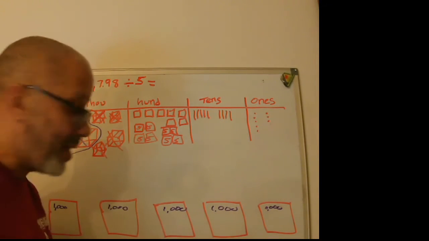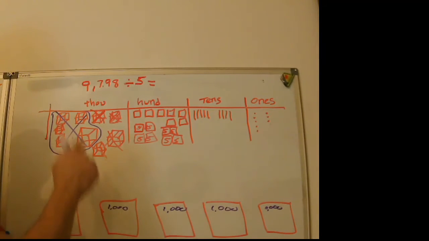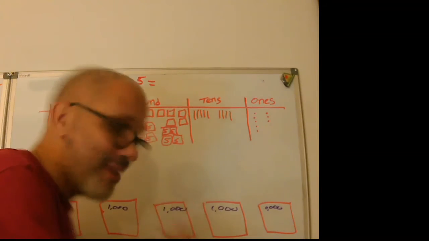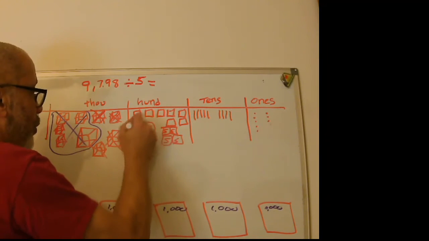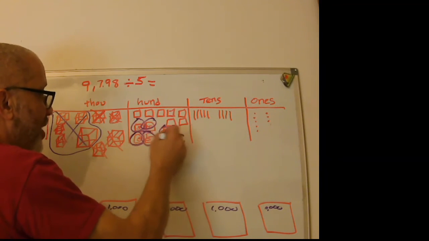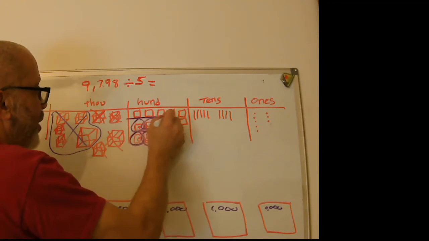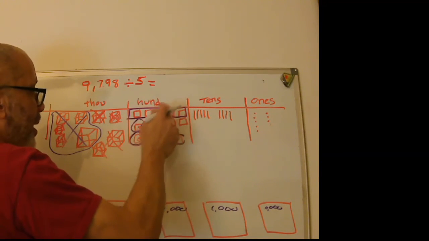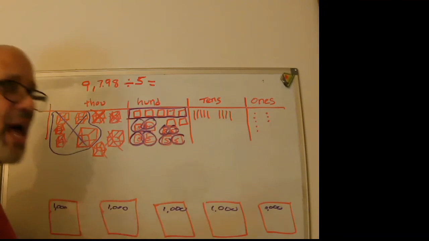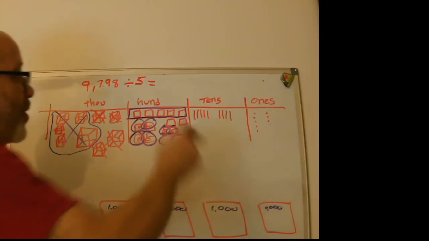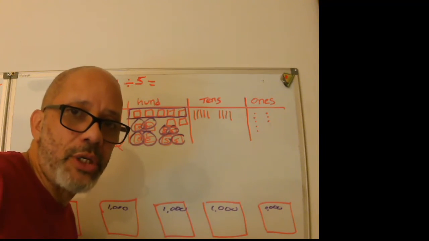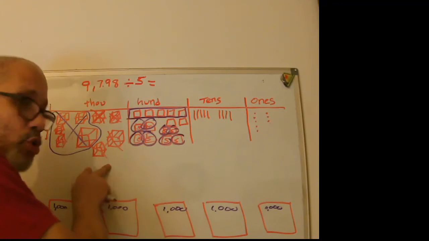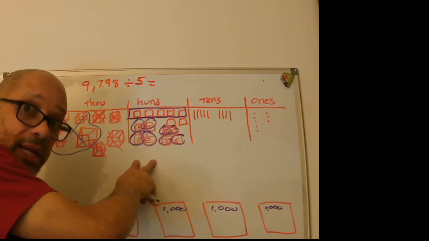Let's check it. We want sets of 5. Oh, that's easy. Let me do a different color. We've got 1, 2, 3, 4, 5, 6, 7, 8, 1, 2, 3, 4, 5, 9, 2 left over. What is 9 times 5? 45? 46? 47. We just checked using multiplication, because each one of these is a mini multiplication problem, right?